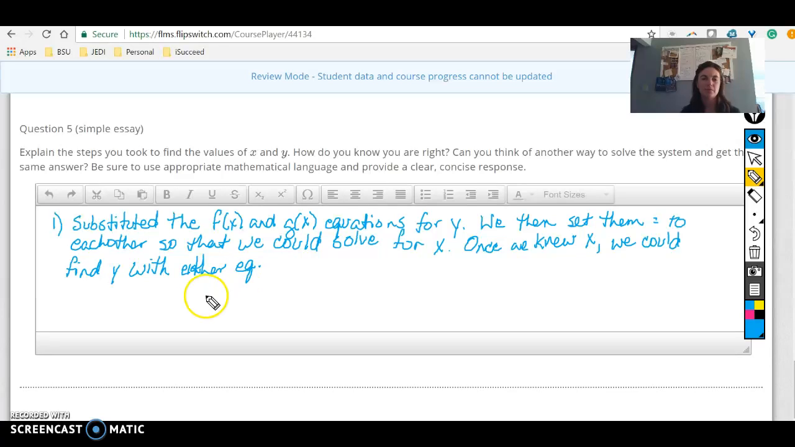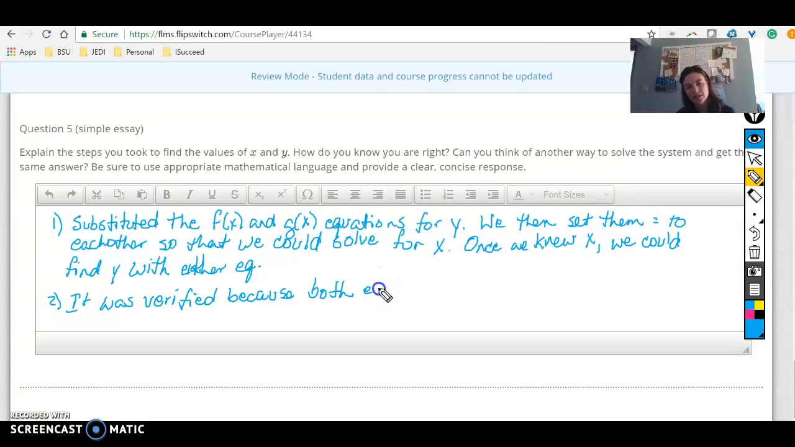That was our method of doing it. We knew we were right because both equations give us 236 for y when x is 22.